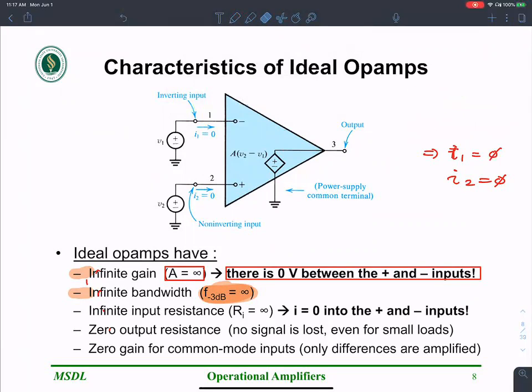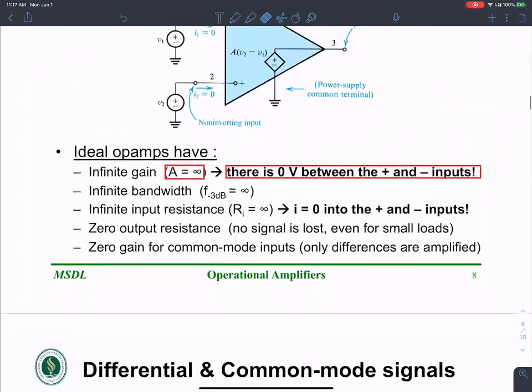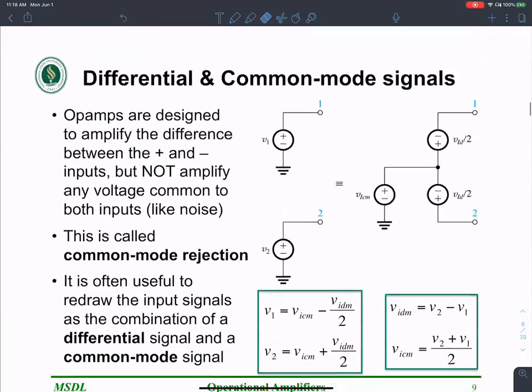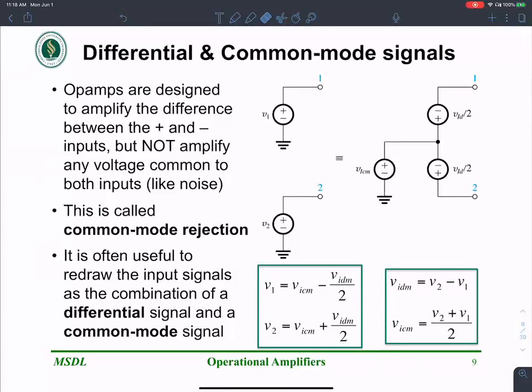These are the assumptions, and I'll show you how we use these assumptions when we are calculating different configurations. There are also certain definitions here for differential mode and common mode signals. There are some definitions that we will follow, and I'll talk about that really quickly.